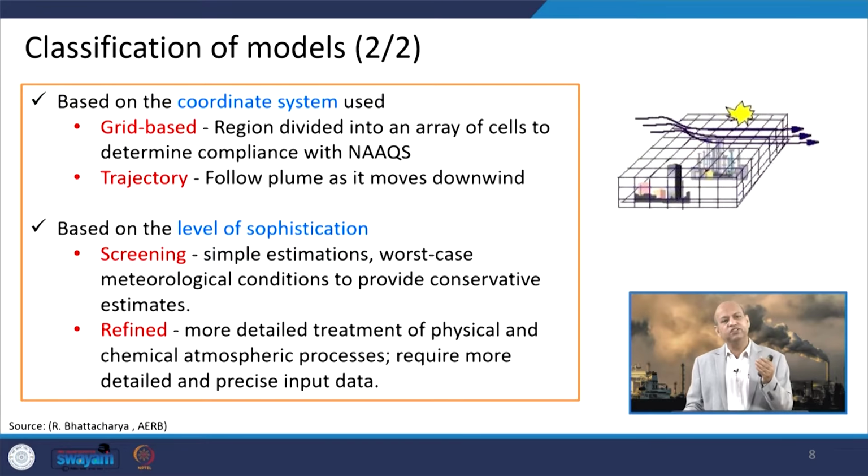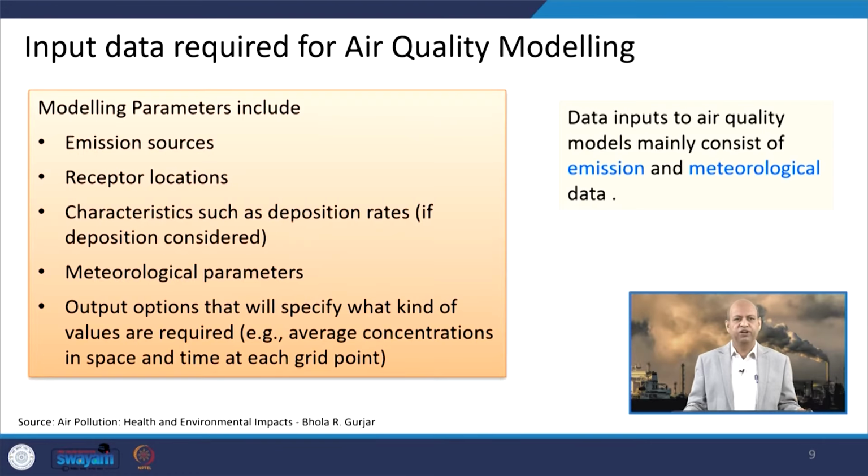Then the refined version requires detailed treatment of physical and chemical atmospheric processes. It requires more detailed and precise input data, whereas in the case of screening, it does not require very precise or robust data. You can just do a back of the envelope calculation and come up with certain values.